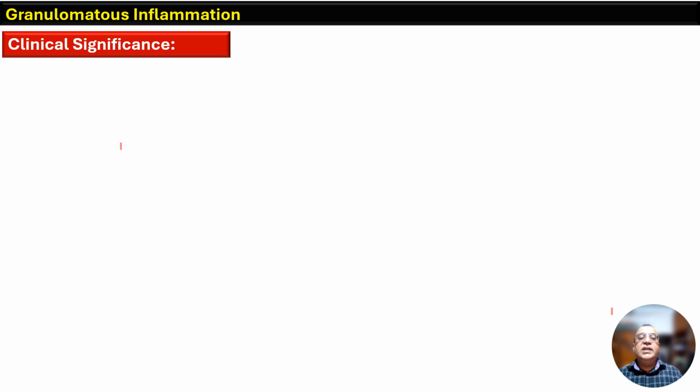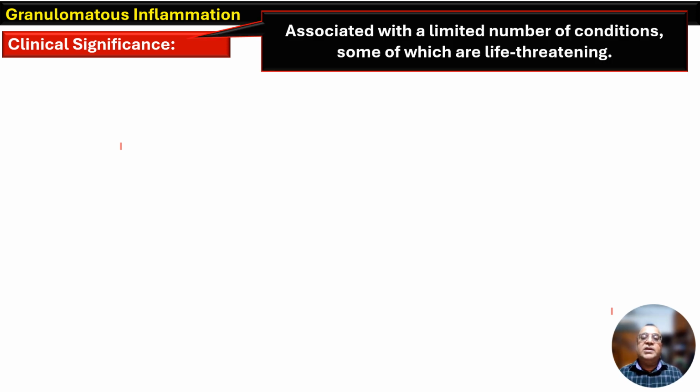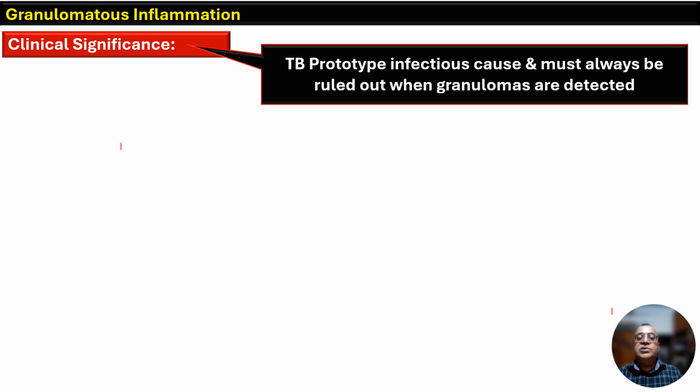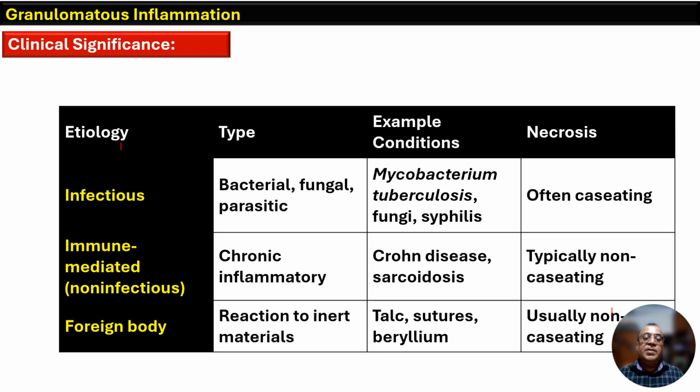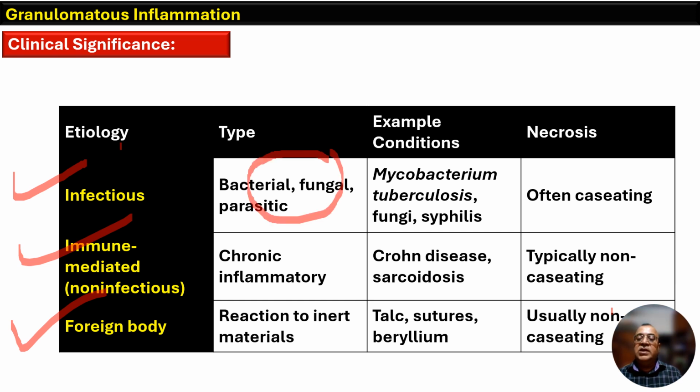So we have just seen the clinical significance of granulomatous inflammation, that it is associated with some specific conditions, some of which may be life-threatening. And tuberculosis, TB, is a prototype infectious cause and must always be ruled out when granulomas are detected. So to summarize, granulomas can be infectious, non-infectious, or foreign body. Bacteria, fungi, and parasites may cause granuloma formation, and especially in tuberculosis, they are often caseating.